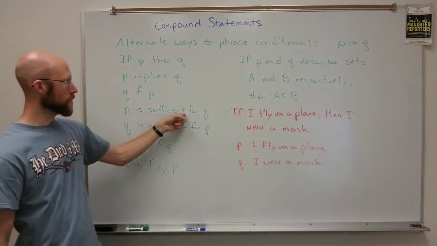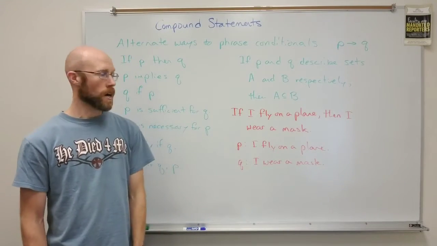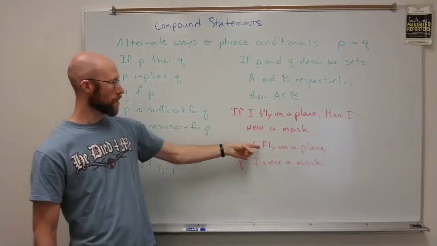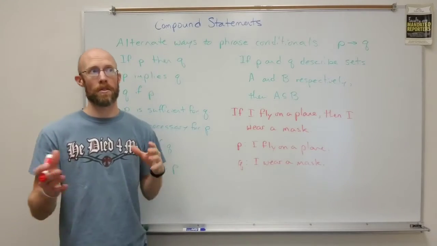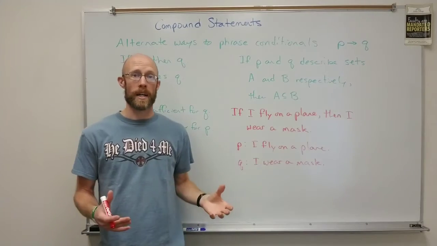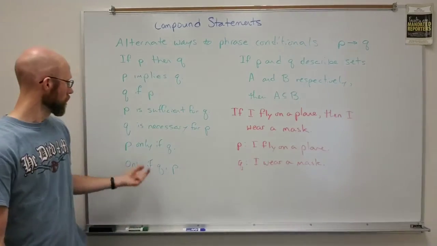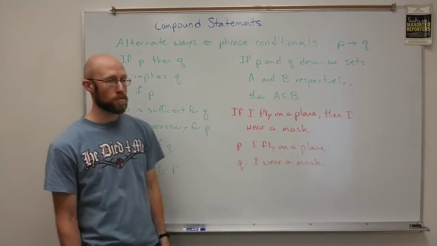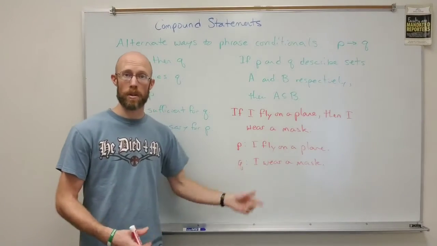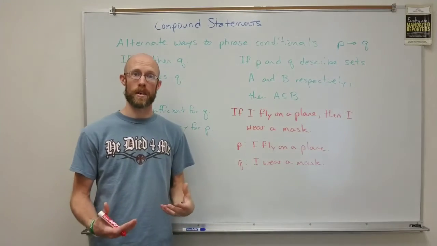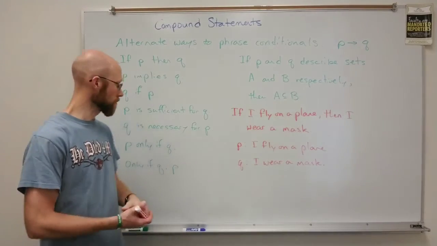P is sufficient for Q. That's kind of an interesting idea, the idea of a sufficient condition. So in this case, flying on a plane is sufficient for wearing a mask. If you think about all the different places you wear a mask, flying on a plane is one of them. It's sufficient for wearing a mask. Q is necessary for P, meaning wearing a mask is necessary for flying on a plane, which is true. It's a requirement. So things that are requirements would fit that very nicely.